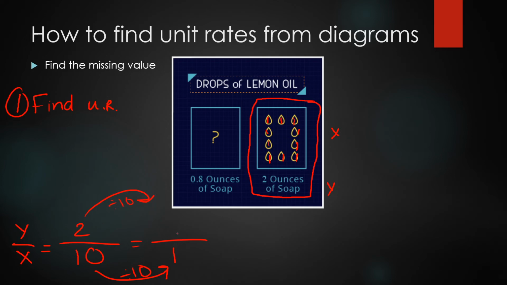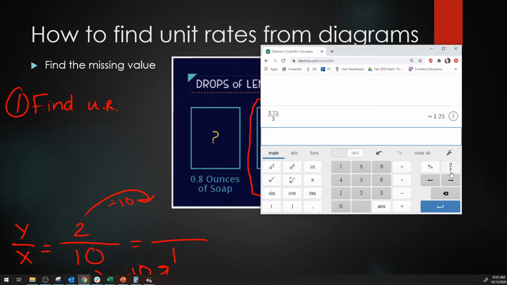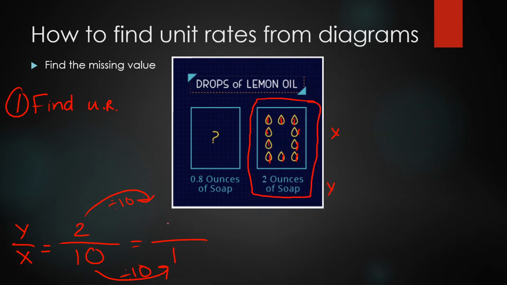2 divided by 10. Again, this one, be careful, it is not 5. Remember that your order matters when you are dividing. 2 divided by 10 is going to give me 0.2. So my unit rate is 0.2. This tells me that I am using 0.2 ounces of soap for every 1 drop of lemon oil. Because this 2 represented ounces of soap, and this 10 represented these 10 drops of oil. So I'm using 0.2 ounces of soap for every 1 drop of lemon oil.